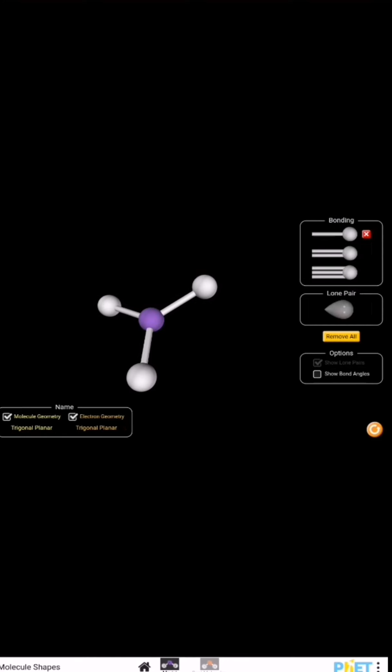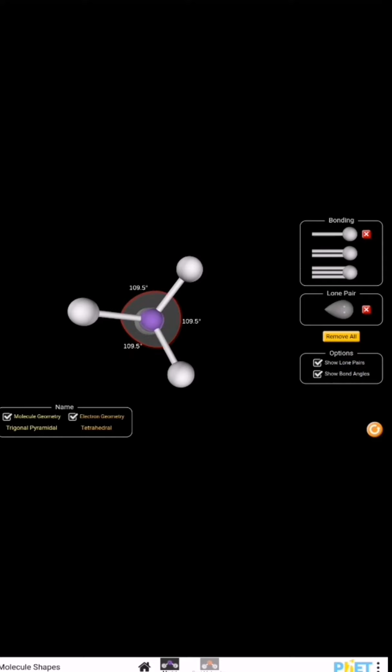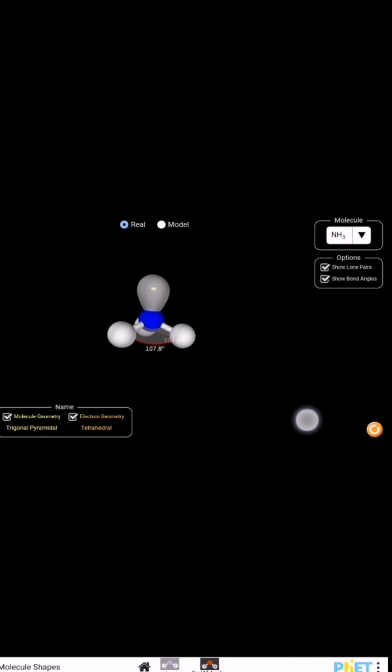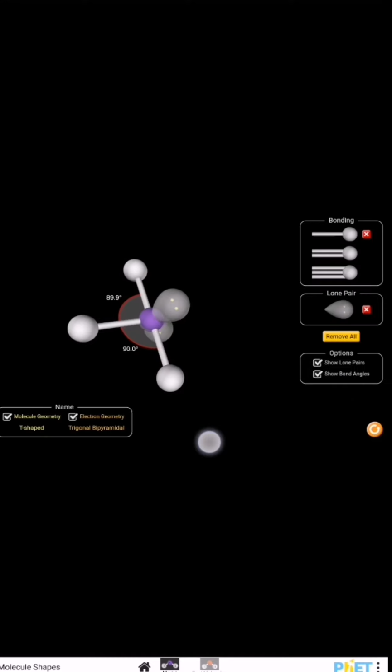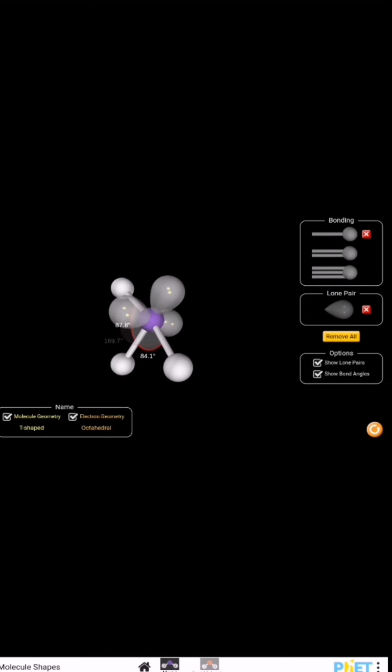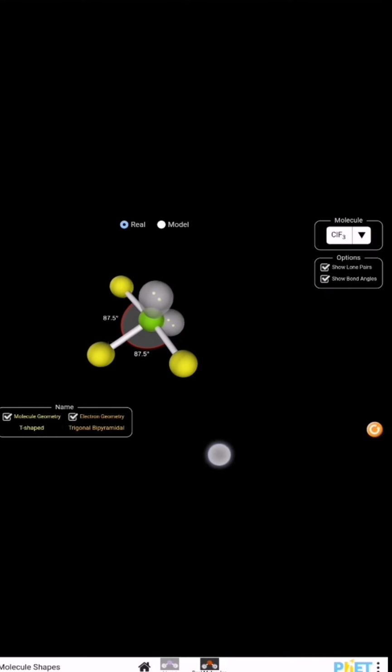Then we add until 3 bonds, and when we add 1 lone pair it will be trigonal pyramidal. The real molecule for example is ammonia. If there are 2 lone pairs, it will be T-shaped. And the example is chlorine trifluoride.